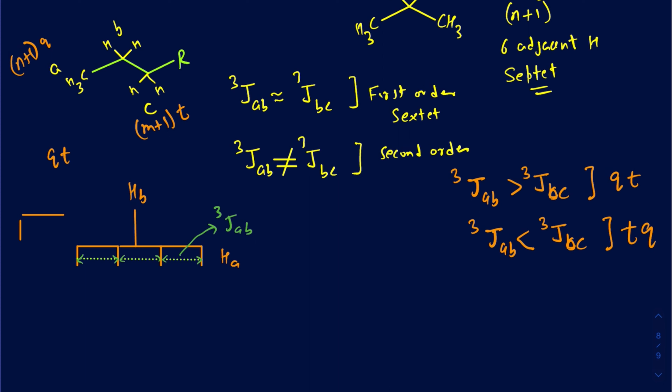And then further down, each of these 4 lines is going to split again into a triplet. So every single one of those will show up as a triplet. So it gets a little bit complicated here. And now we're taking the next set of coupling constants to be a little bit smaller. That's why you would see the quartet first, and then the triplet afterward.